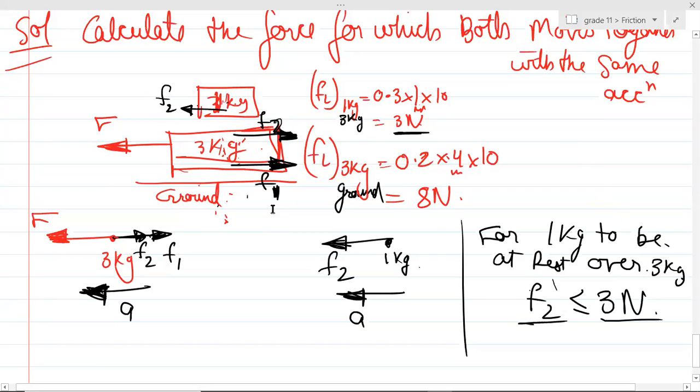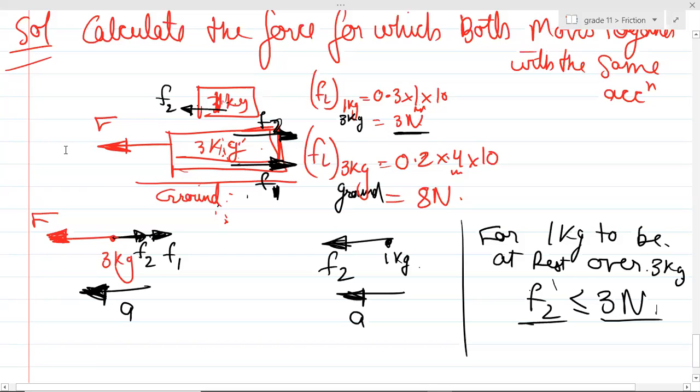Did you understand the direction of F2, F1 on the 3 kg block? Everyone was understanding the direction, right? Did you understand the direction of F2 on 1 kg? Anyone having any doubt in that? Why is the direction in the opposite direction? Because of Newton's third law, for every action there is an equal and opposite reaction. So if friction on 3 kg is acting towards left, then friction on 1 kg will be acting towards right.